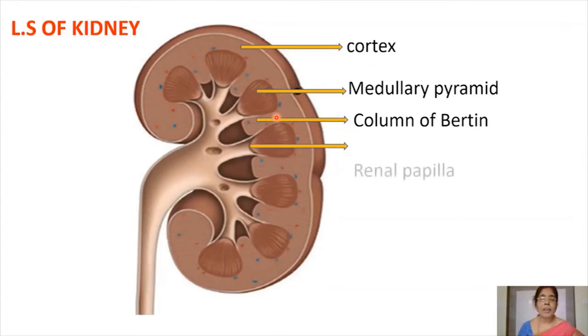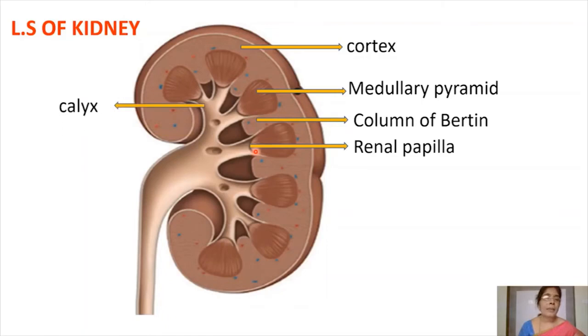Now coming to the shape of the medullary pyramids, these are conical and the broad bases are towards the cortex and the narrow tips are towards the pelvis region. The narrow tips of medullary pyramids are known as renal papillae. Renal papilla, singular, papillae, plural. Now, these renal papillae project into cup-like cavities known as calyces, singular calyx, plural calyces. So, the cup-like regions into which these renal papillae project are known as calyces.